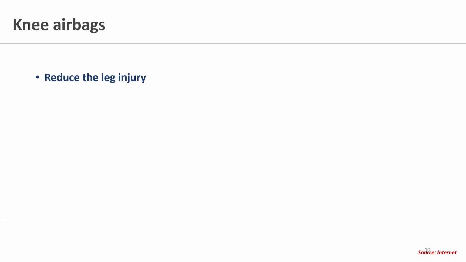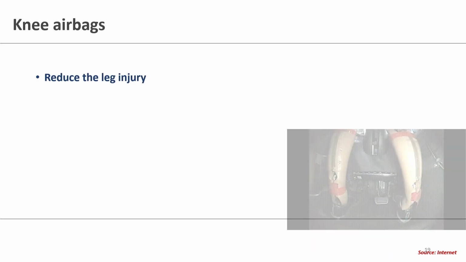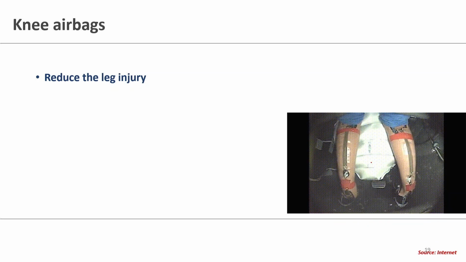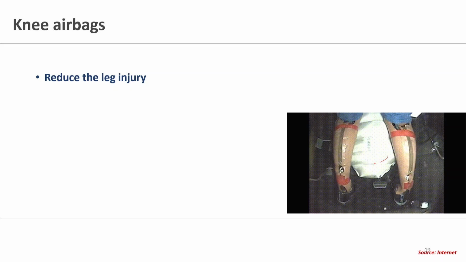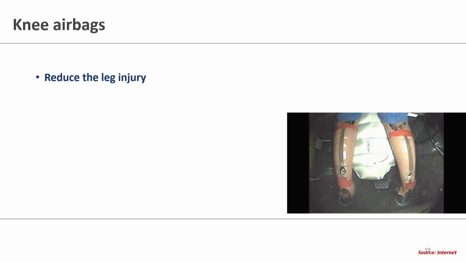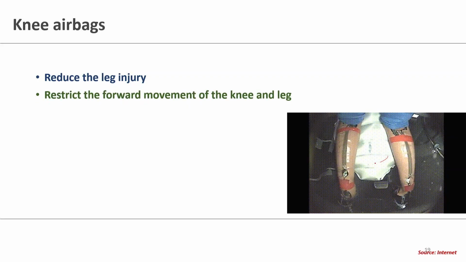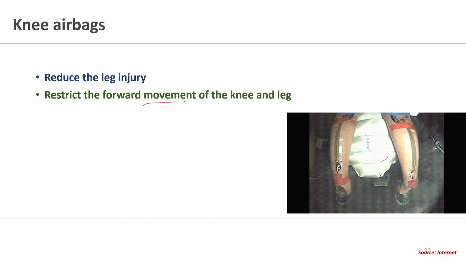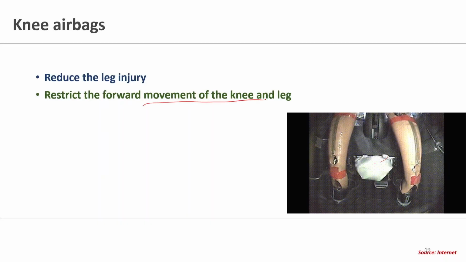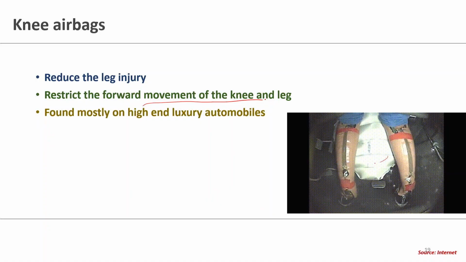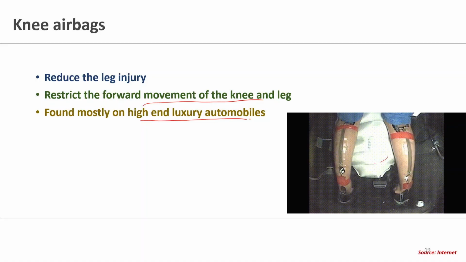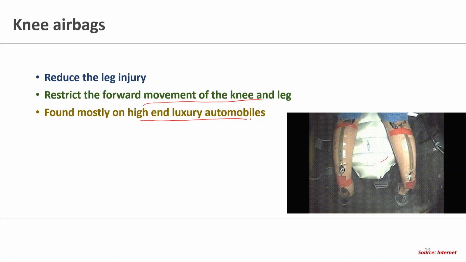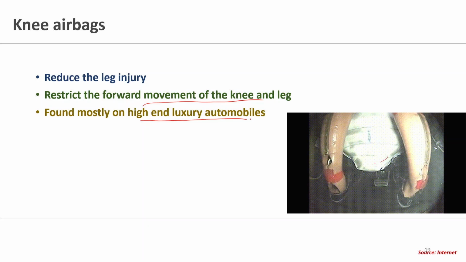Knee airbags reduce the knee injury. We can see that the airbag inflates from the bottom of the seat to reduce the knee injury and restrict the forward movement of the knee and leg. It is found mostly on high end and luxury automobiles. So, it is not on normal automobiles that we get this type of airbag.